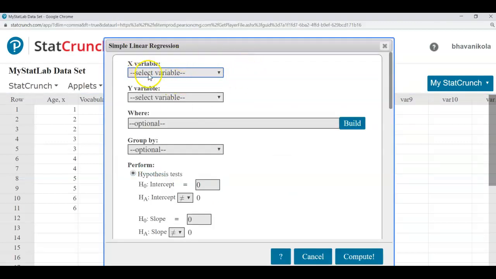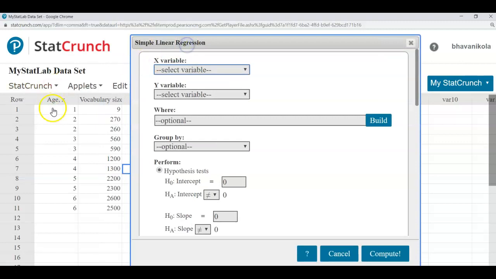Once you click, it's going to ask you what your x variable is. Age is independent. It clearly says age is x. If you look here, it automatically tells you the age is x. Do you see that? And I'm going to move this. Vocabulary size is going to be y.